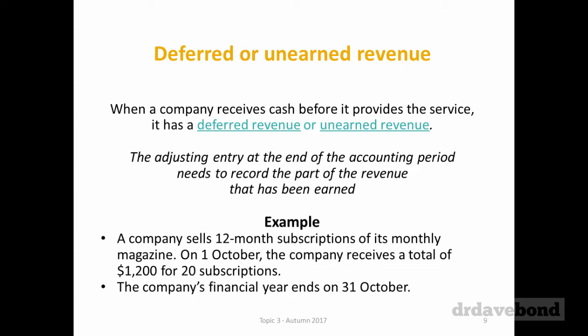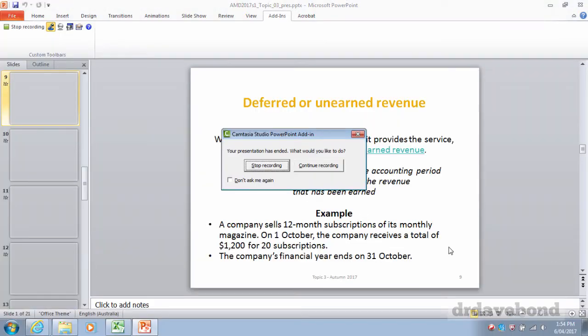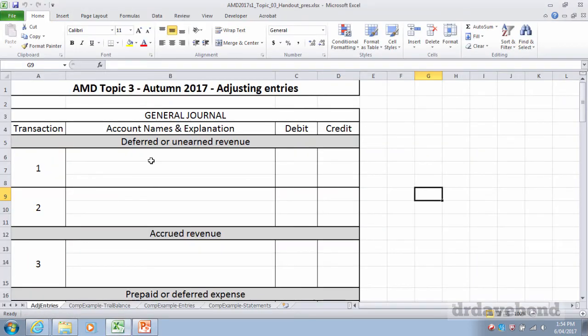So on the 1st of October, they received a bunch of money from people. They've not provided anything at that point in time. 1 month later, they provided some of the service. We need to show that they provided that service, or at least a partial amount of that service. So what I've got here is the same document that you have, but I've just cleared out the entries so we can talk through them as we go.